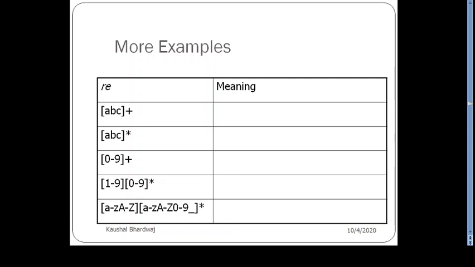Now, let me ask Pankaj Kumar about ABC star. What does it mean? Out of A, B, C, any one character is there, and zero or more occurrences. Correct.